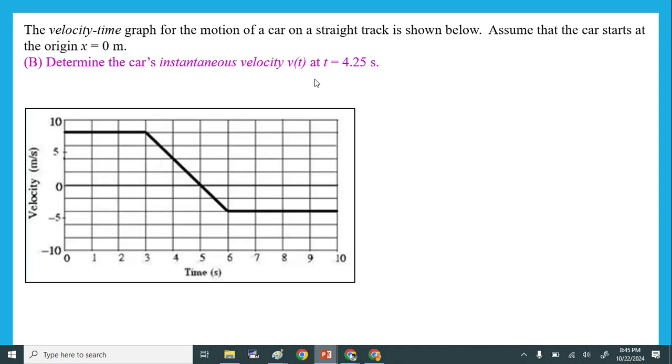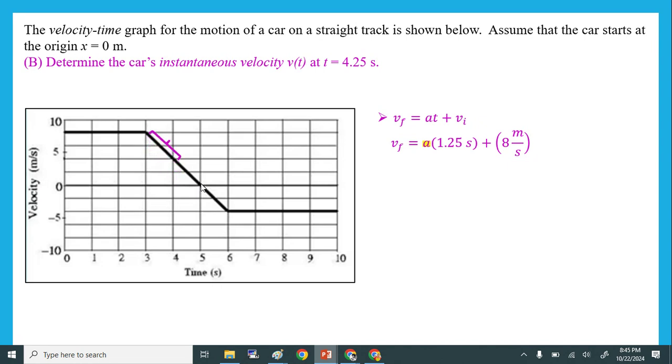So to find the instantaneous velocity at 4.25 seconds, I need to focus my attention on this particular interval from 3 to 4.25. Okay, I want to start at 3 because this is where the car's velocity starts to decrease. It starts to slow down. Why? Because the acceleration here is negative. So the velocity is positive, the slope here is negative, which implies that the acceleration is negative. So if velocity is positive and acceleration is negative, it suggests that the object, or in this case the car, must be slowing down because those two vectors are opposite.